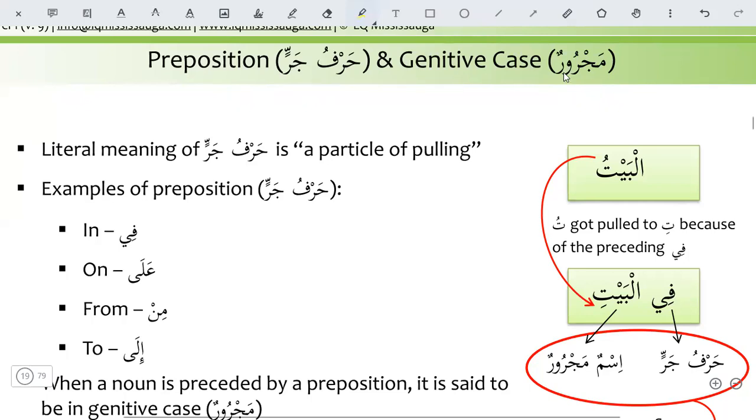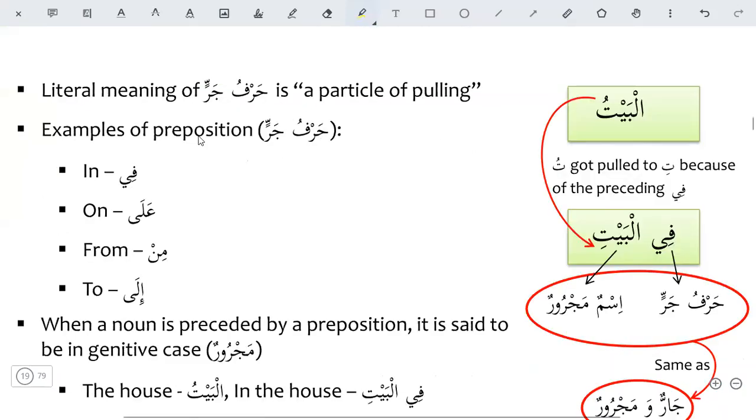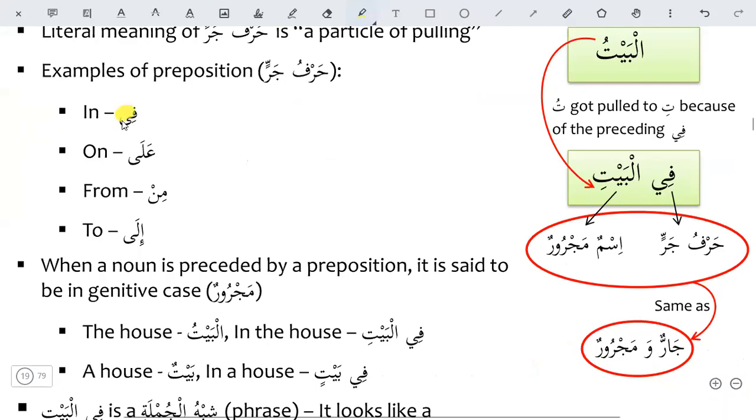Genitive case. Majroorun. How can it be a majroor? The literal meaning of harfu jarrin is a particle of pulling. Examples of the preposition: Fi, Ala, Min, Ila. There are 17 prepositions in Arabic. So these are 4 of them.